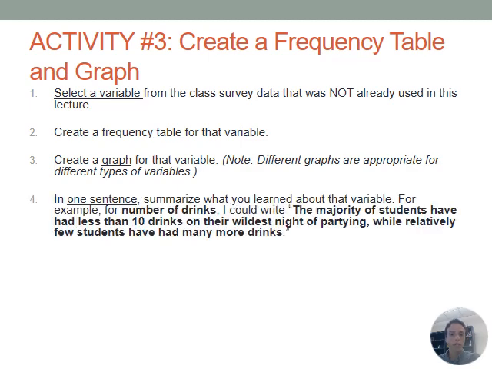Then, after you've created those things, I want you to summarize what you've learned about that variable in one sentence. As an example, for that number of drinks variable that I showed you a histogram for, I could have written something like, the majority of students have had less than 10 drinks on their wildest night of partying, while relatively few students have had many more drinks. So I'd be summarizing the story I learned from that variable that I'd be able to see in a frequency table or in a graph. And I would just be describing it as my main takeaway in a sentence there.